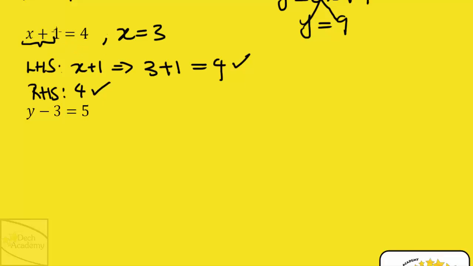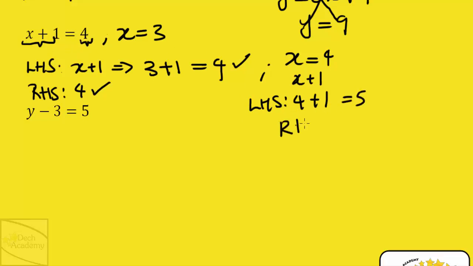If x was another number like 4, the left-hand side would be x plus 1, which is 4 plus 1, and that's 5. The right-hand side of the equation would still be 4. When x is 4, this equation is not satisfied because the left-hand side and the right-hand side do not match.